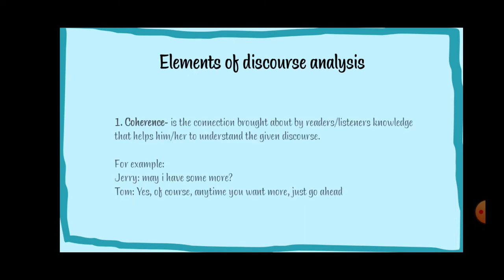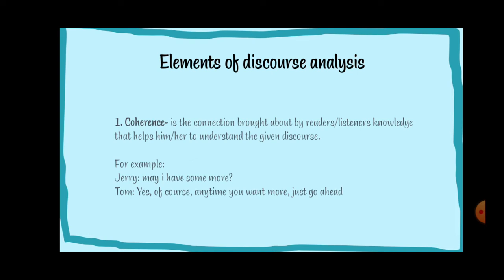So there are elements of discourse analysis. First is the coherence. Coherence is the connection brought about by the reader's or listener's knowledge that helps him or her to understand the given discourse. So for example, Jerry: Tom, may I have some more? Tom: Yes, of course. Anytime you want more, just go ahead.